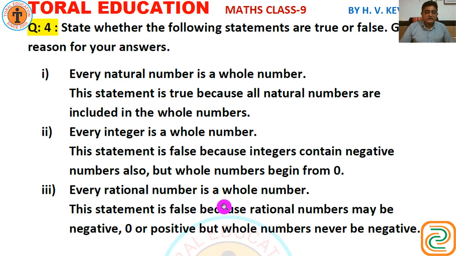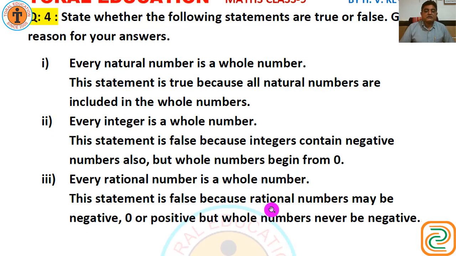Every rational number is a whole number. Every rational number means in the form of P upon Q. This statement is also false because rational numbers may be negative, 0 or positive, but whole numbers are never negative. Rational numbers may be negative, positive or 0.